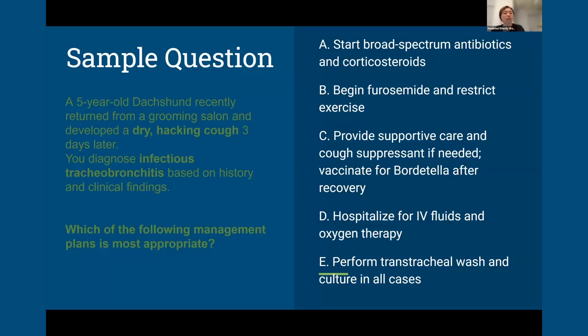All right, one last question for everyone. We have a 5-year-old Dachshund that returned from a grooming salon and developed a dry hacking cough 3 days later. We've already diagnosed infectious tracheobronchitis and or kennel cough based on the history. But what management plan is most appropriate? Shall we start antibiotics and corticosteroids? Should we begin furosemide and restrict exercise? Should we provide supportive care and cough suppressant if needed, and then vaccinate for Bordetella after recovery? Should we hospitalize for IV fluids and oxygen therapy? Should we perform a tracheal wash and culture in all cases?